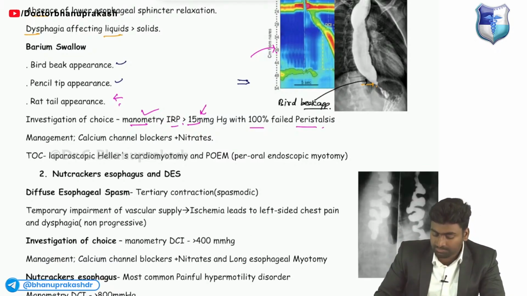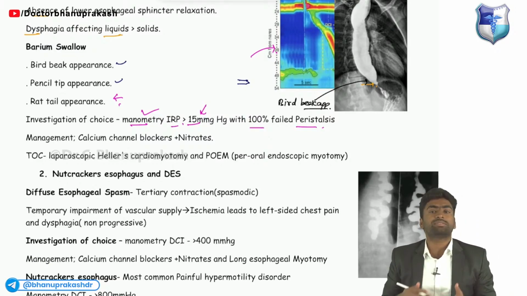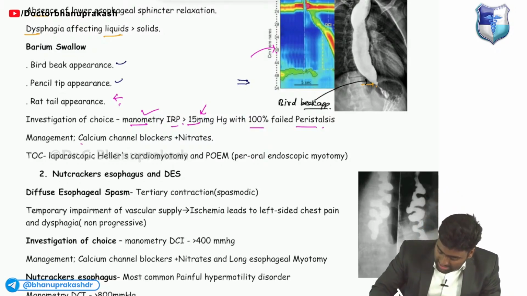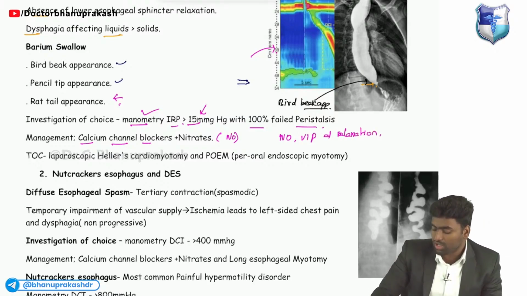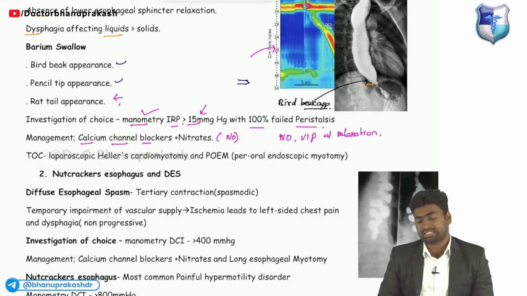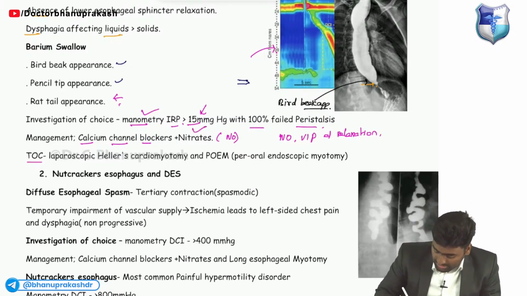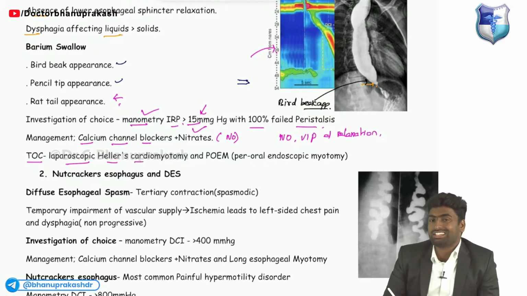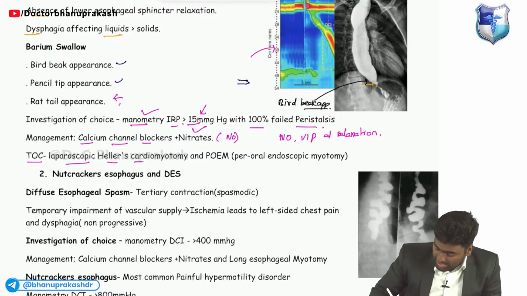So what we need to do is open it by breaking the contraction. We know calcium causes muscular contraction, so we'll give calcium channel blockers. We also know nitric oxide and vasoactive intestinal peptide cause relaxation of muscles and sphincters, so we'll produce nitric oxide with the help of nitrates. Or as a surgical modality, we can cut the muscles over the lower esophageal sphincter. It is known as Heller's cardiomyotomy.